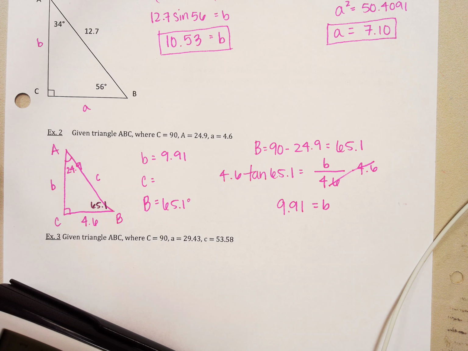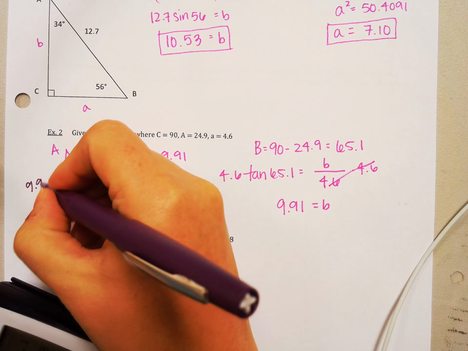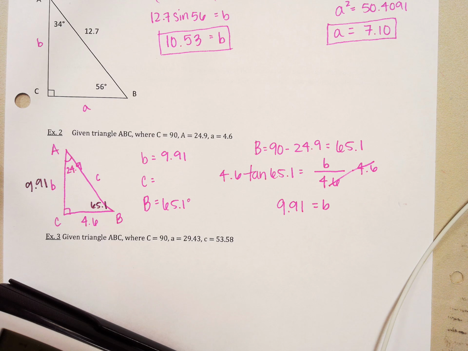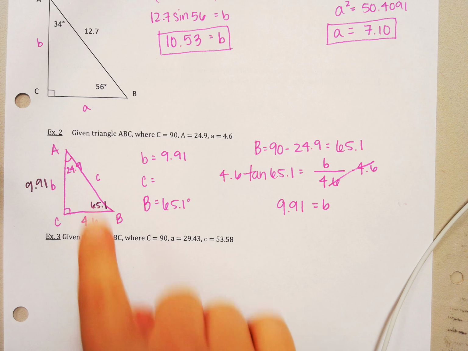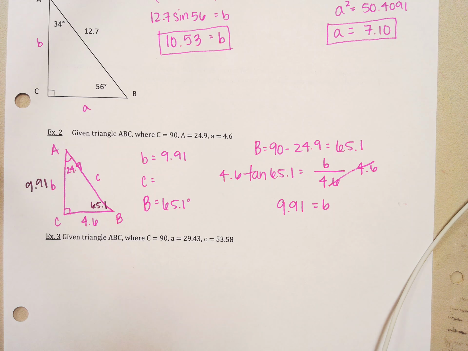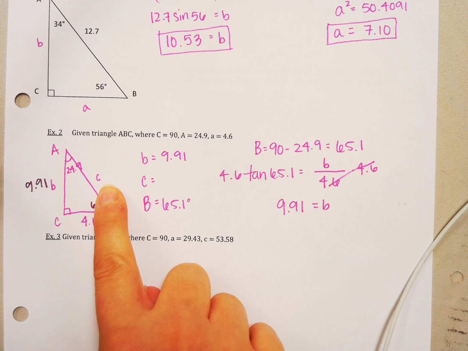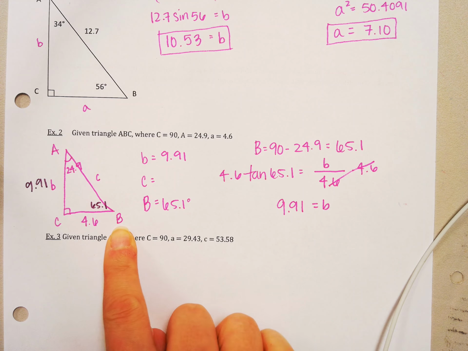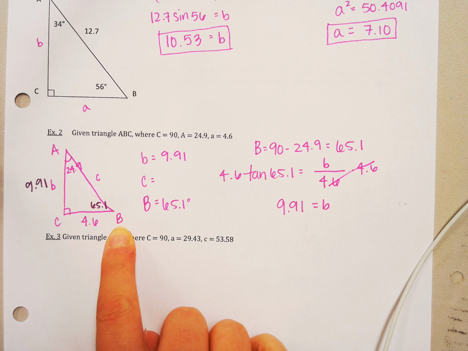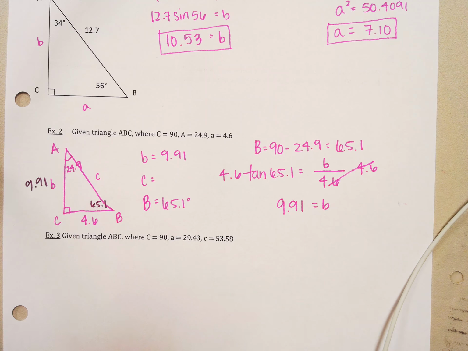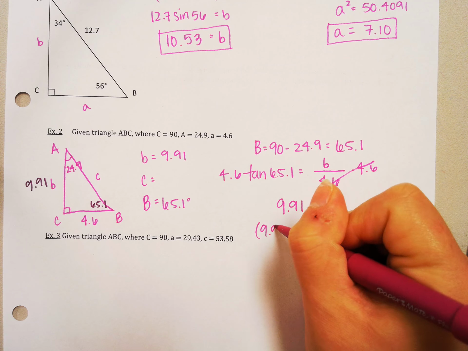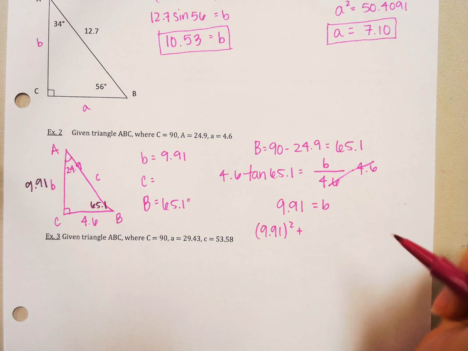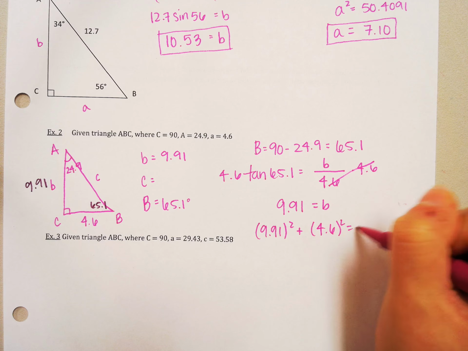Okay, so we solved for b, we got 9.91, so I'm going to put that again in my picture just so that I can use it if I want to. And now the last thing we have to do is solve for c. Again, you can do it two different ways. One, we have our two side lengths, so we can solve for our hypotenuse using the Pythagorean theorem. We also could use a trig identity to solve for c, so I could do the cosine of 65.1 is 4.6 over c, and then solve it that way. I think the Pythagorean theorem is easier, so to solve for our missing side length, we're going to do b squared plus a squared equals c squared.